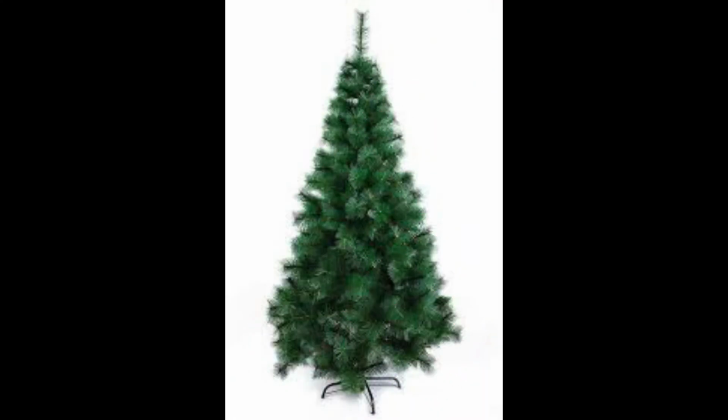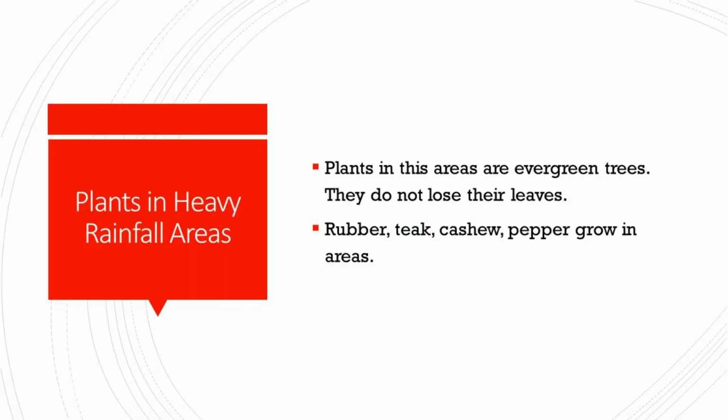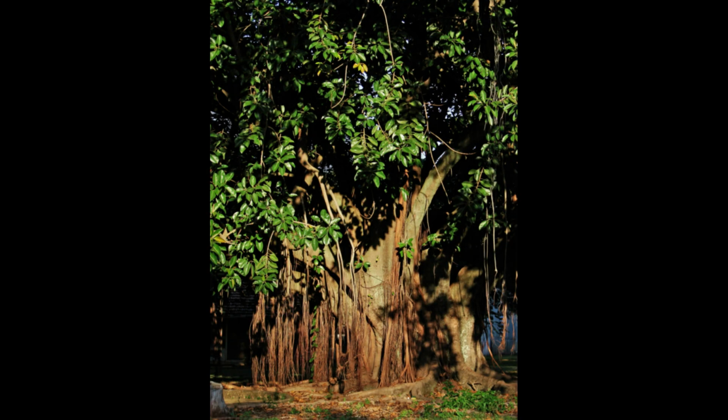Now, plants in heavy rainfall area. Here the plants in these areas are evergreen trees because heavy rainfall areas are there. Leaves are not shedding at once, they are shedding the leaves all through the year. So the trees are looking green. So they are known as evergreen trees. And examples of heavy rainfall areas are rubber, teak, cashew, pepper, etc.